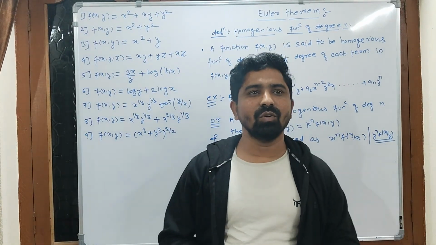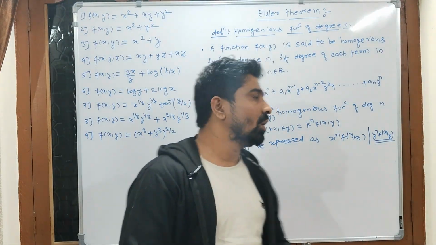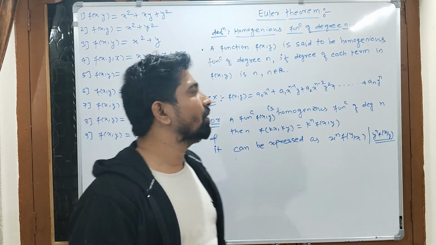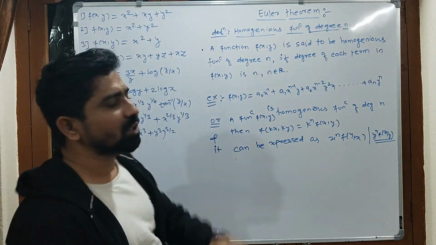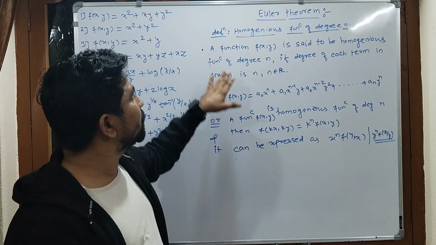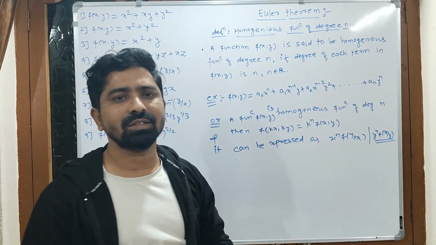Hi friends, in this video we are going to discuss Euler's Theorem. Before that, I want to discuss the homogeneous function of degree n. The definition says a function f of x comma y is said to be a homogeneous function of degree n if the degree of each term is n.